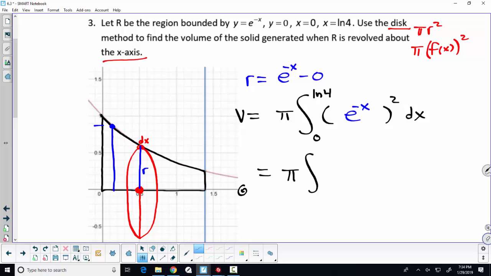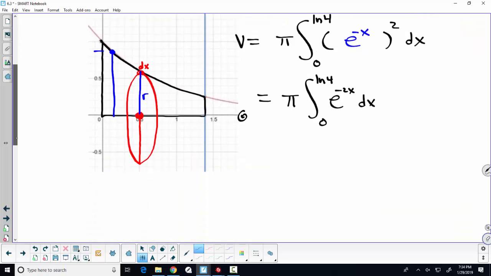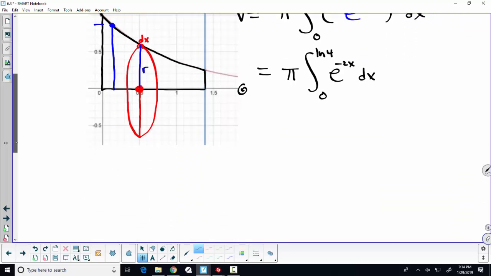So we're integrating e to the negative 2x with respect to x. What's the antiderivative of e to the negative 2x? Negative 1/2 e to the negative 2x. Right. So e to the negative 2x over negative 2, or negative 1/2 e to the negative 2x, evaluated from 0 to ln4.